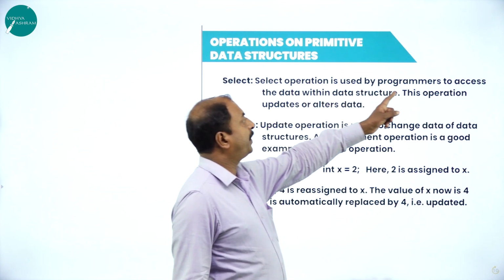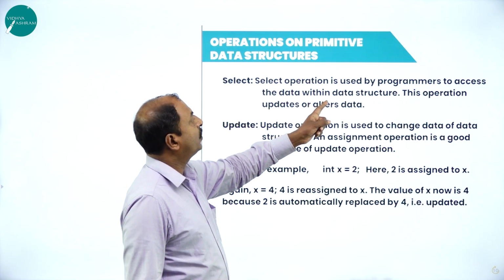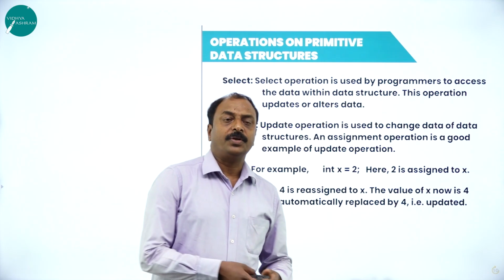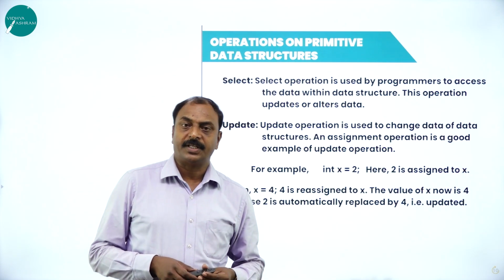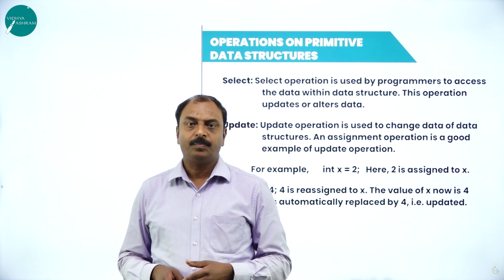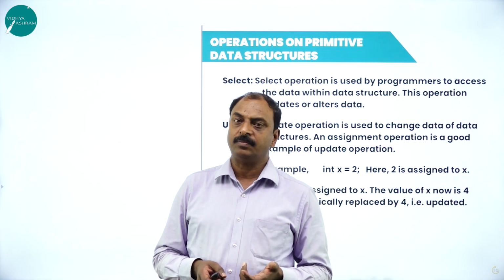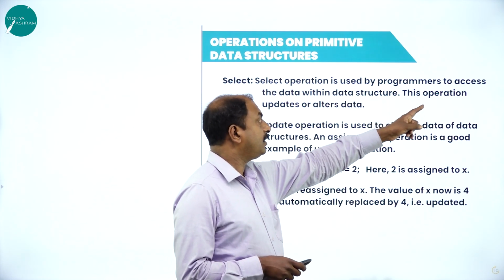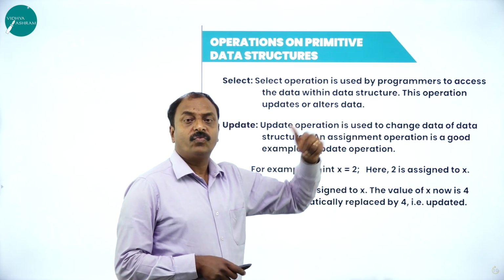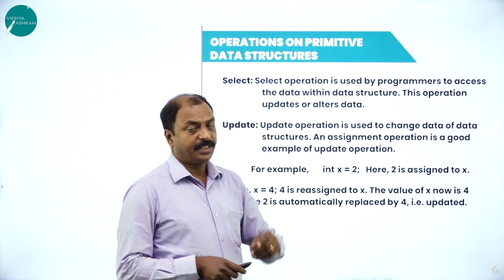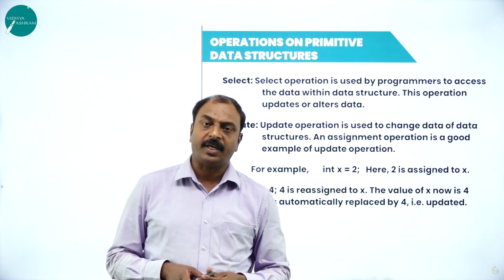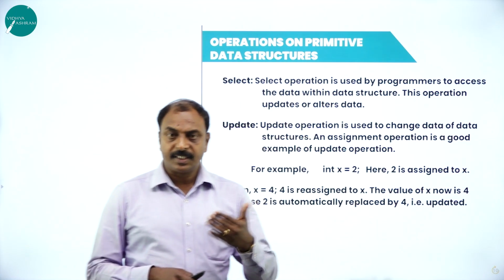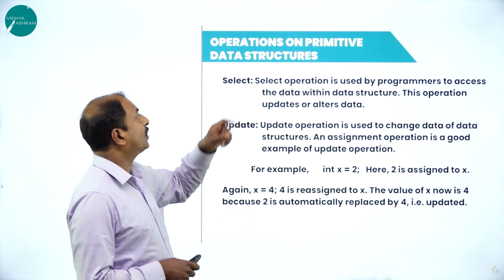The next one is select. The select operation is used by programmers to access the data within the data structure. This operation updates or alters the data. What is the meaning of select here? Selecting a particular element, particular data within a data structure. So we have to select a particular value in the data structure for updates or to alter the data. In case it is necessary to change the values of any variables or data in the data structure, we can make use of this select operation.